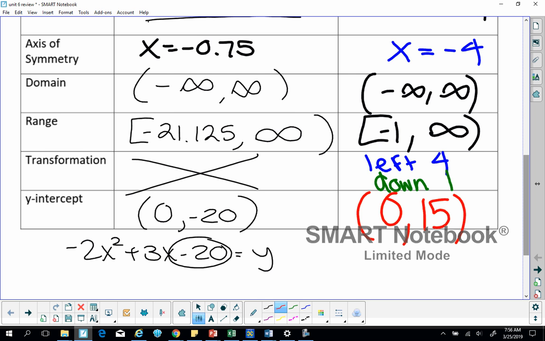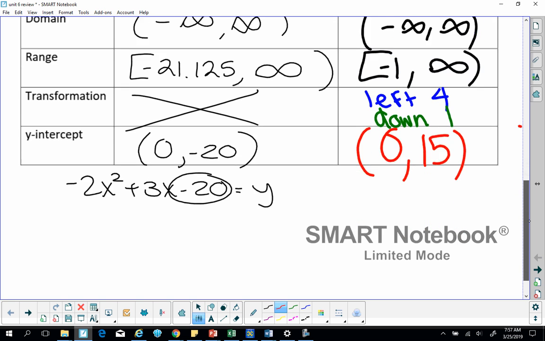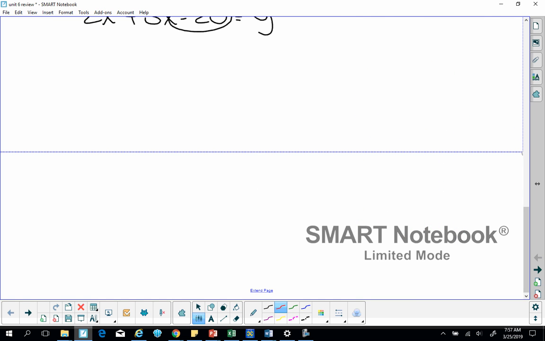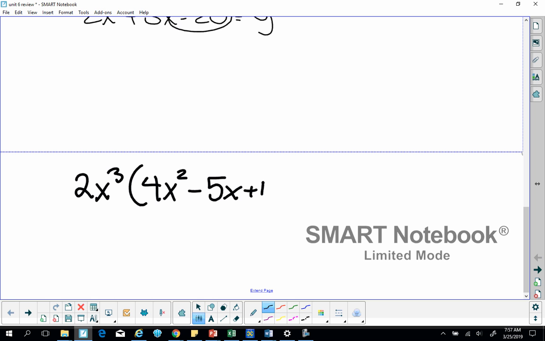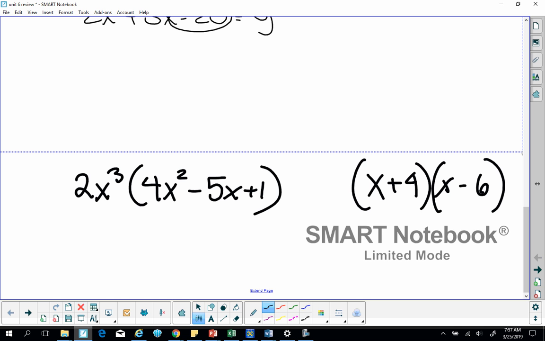You also need to know multiplying polynomials. Does anyone want to go over that? Okay. So write this down. I'll give you a few minutes to try it out. So it looks like this. I'm going to extend the page. So 2x to the third, 4x squared minus 5x plus 1, and then x plus 4, x minus 6. So those are two different products. So you're simplifying, you're multiplying them together. So see if you can try to remember how to do that one, or both of them, and then we'll go over it in just a minute.